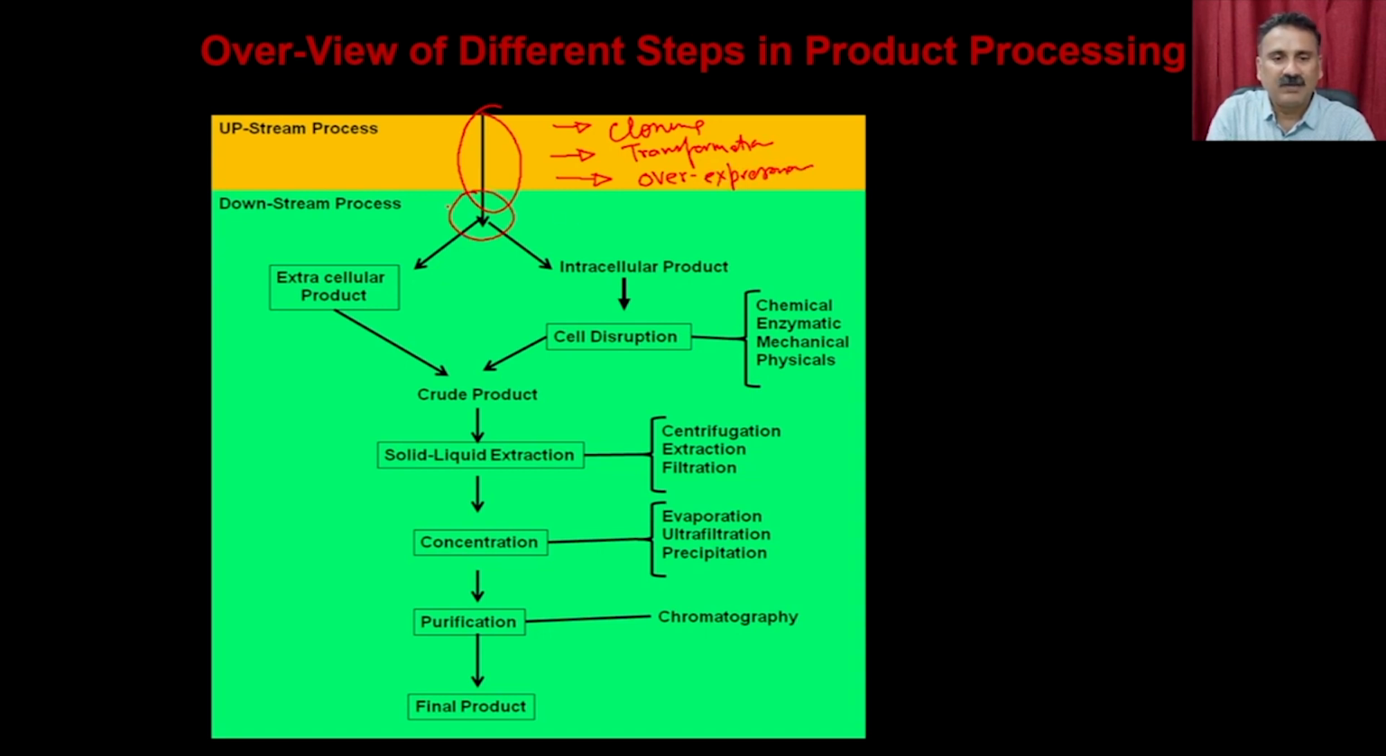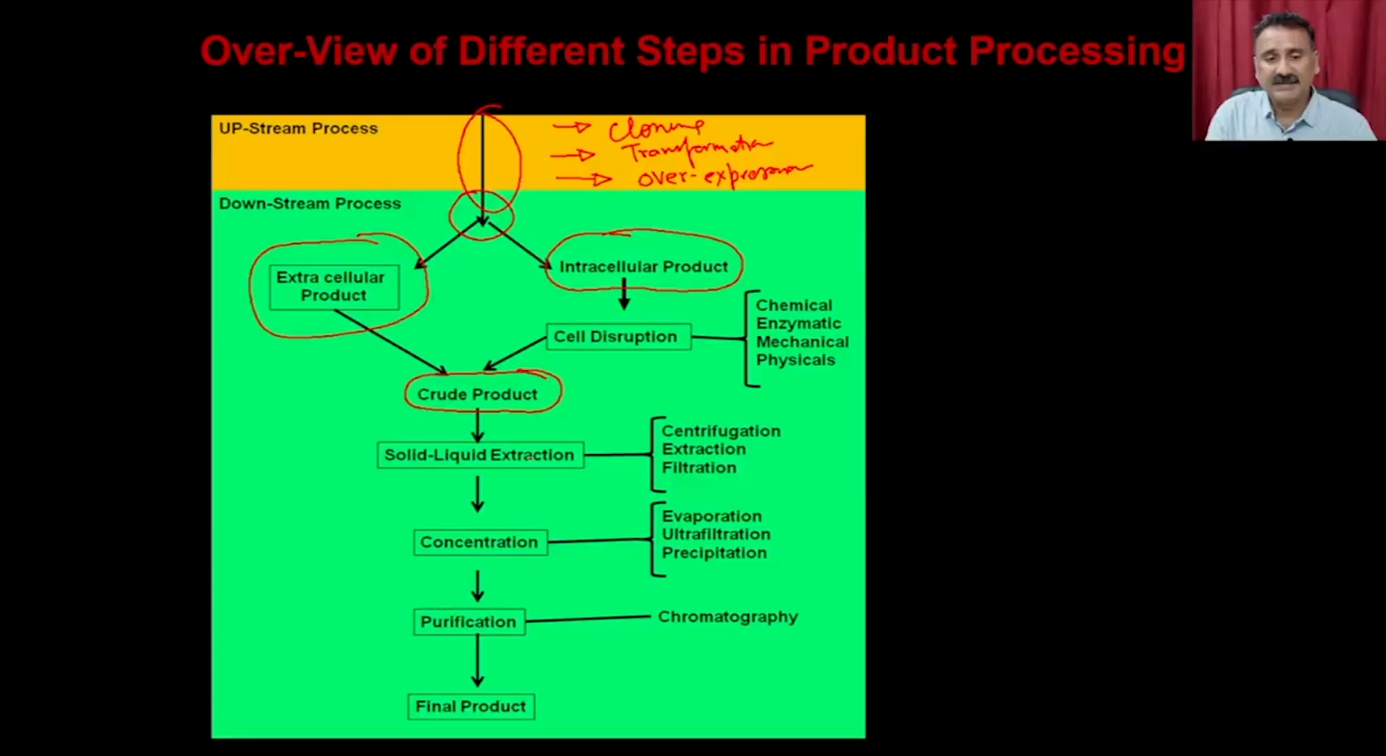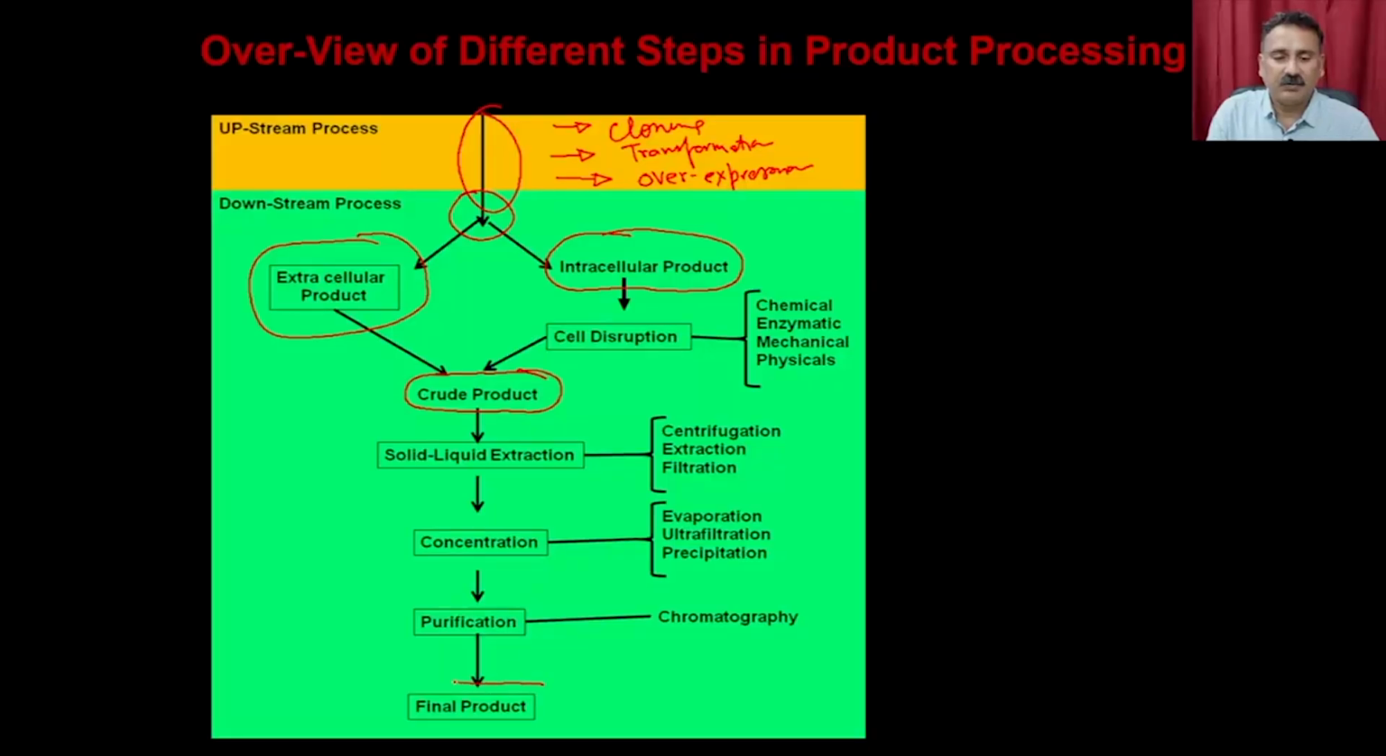These overexpressed cells can provide you the protein either in the extracellular media, or it can be an intracellular protein. If it is an intracellular protein, then the cell has to be broken open so that you can get the crude product or the crude protein, where you have the protein of your interest along with other proteins. From this, you can perform different types of procedures to purify the protein so that you get the final enzyme at the end.